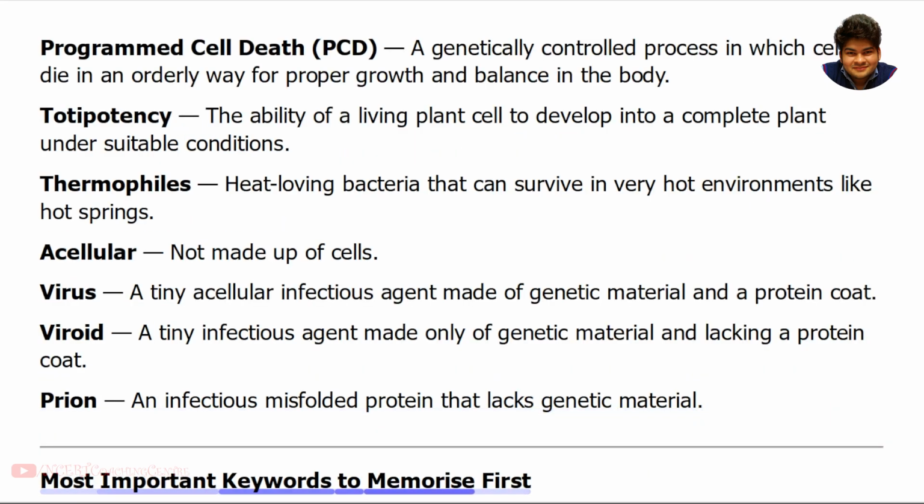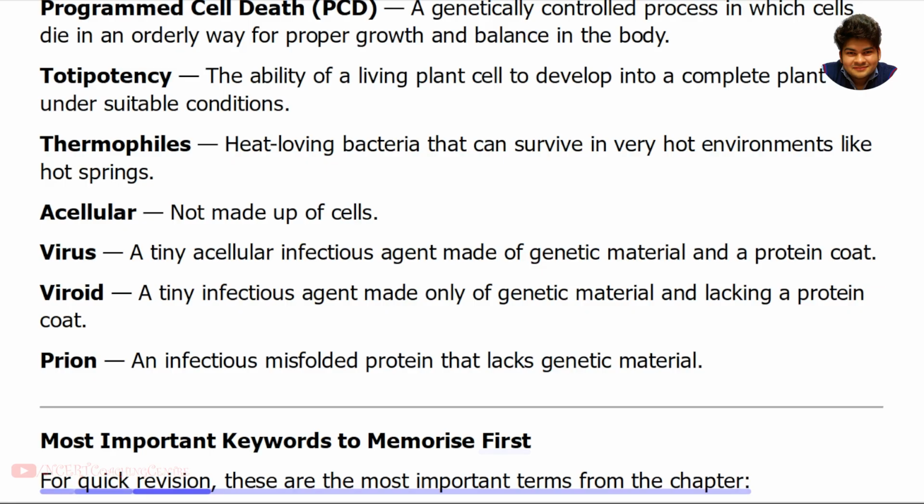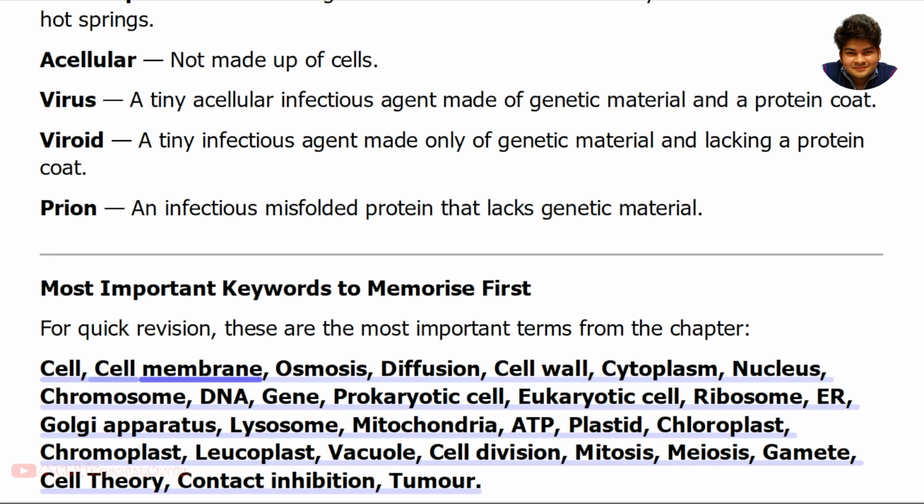Most important keywords to memorize first. For quick revision, these are the most important terms from the chapter. Cell, cell membrane, osmosis, diffusion, cell wall, cytoplasm, nucleus, chromosome, DNA, gene, prokaryotic cell, eukaryotic cell, ribosome, Golgi apparatus, lysosome, mitochondria, ATP, plastid, chloroplast, chromoplast, leucoplast, vacuole, cell division, mitosis, meiosis, gamete, cell theory, contact inhibition, tumor.